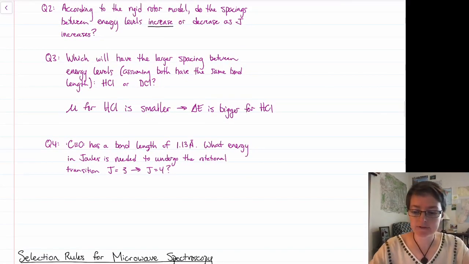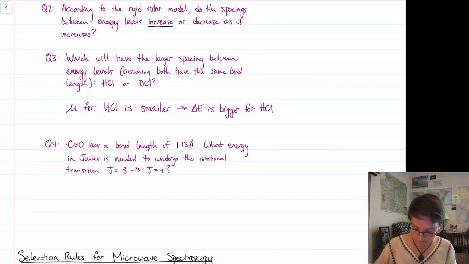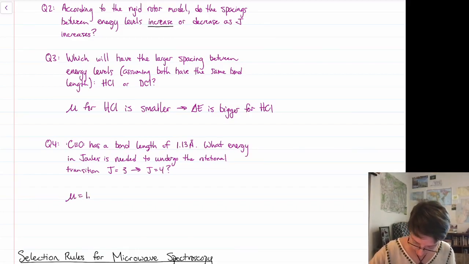So I've taken the liberty with calculating what mu should be for our carbon monoxide molecule using the isotopes of 12 for carbon and 16 for oxygen. You can check my math on this, but the mu value for carbon monoxide ends up being 1.14 times 10 to the negative 26 kilograms.